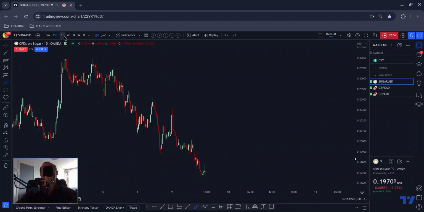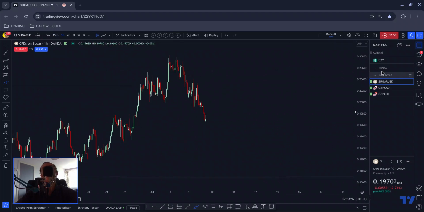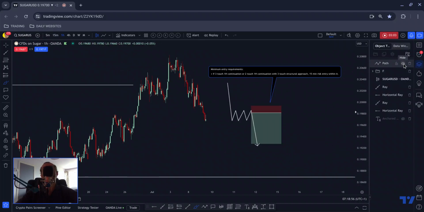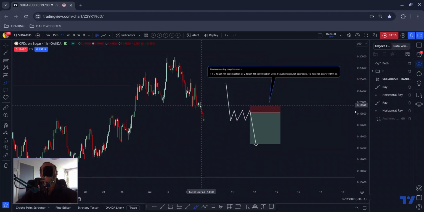So what I'll be looking for from this pair today is I'm looking for price to correct. I'm looking for a 3-touch 1 hour continuation or a 2-touch 1 hour continuation with a 3-touch structural approach. And then I would drop down to the 15-minute chart. I would filter this on the 15-minute chart, and I'd be looking for entries. I wouldn't actually be looking for entries on the break, because my rules state that when it's the third correction in, I only look for risk entries within the structure.